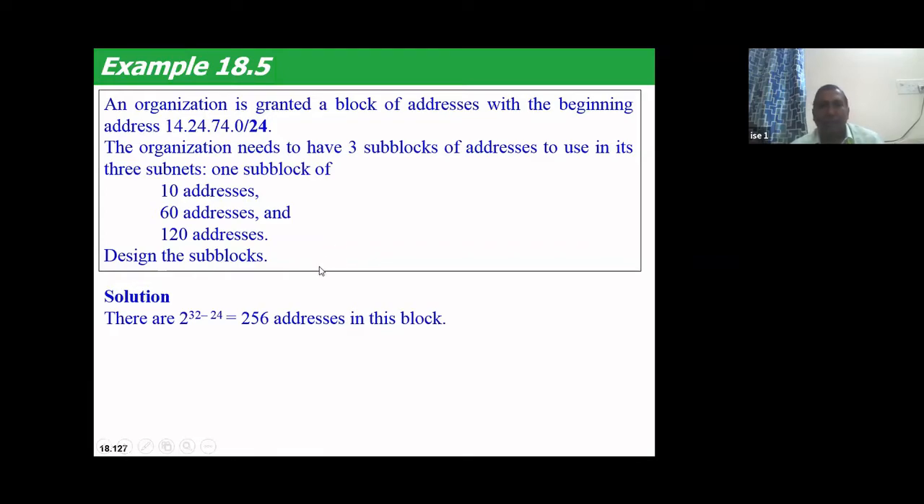Now, what I want to find is how many addresses there are in the block. So this is nothing but the prefix length, and this is capital N. If I want to know how many addresses are possible, here this is capital N.